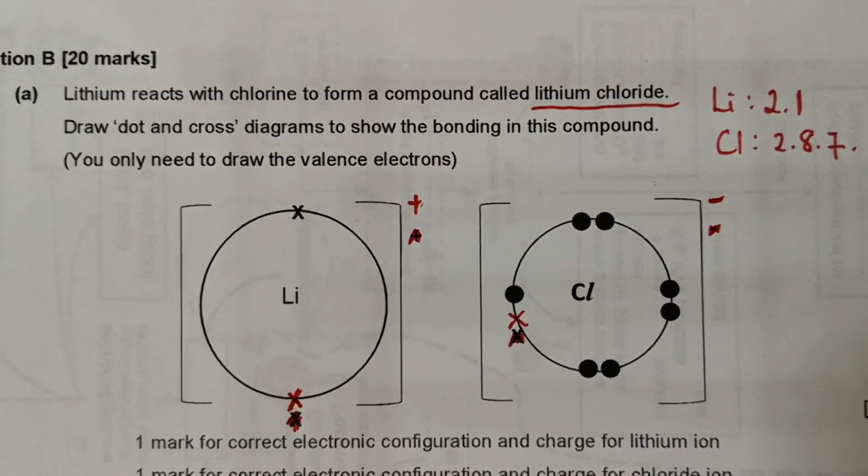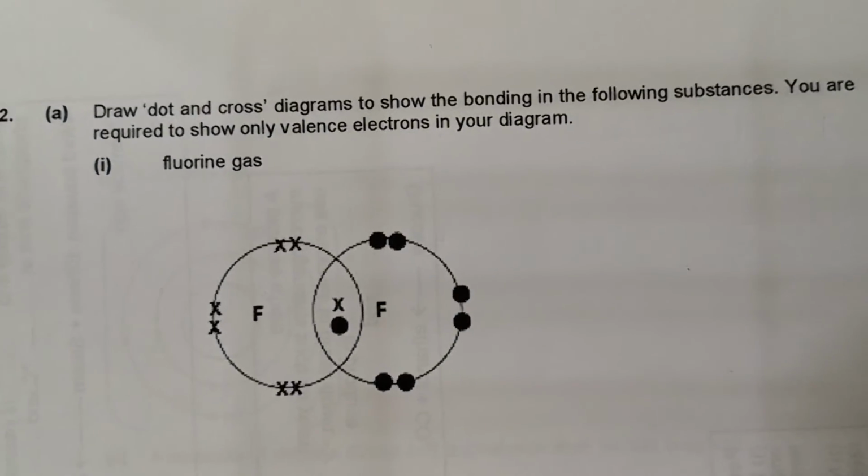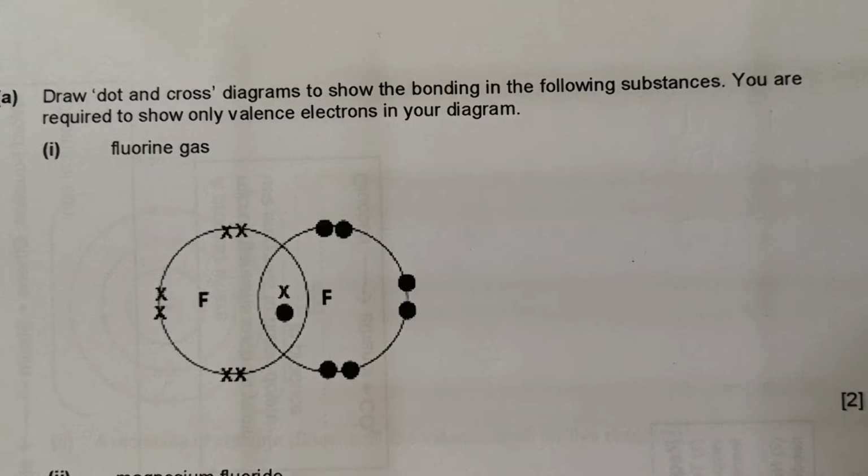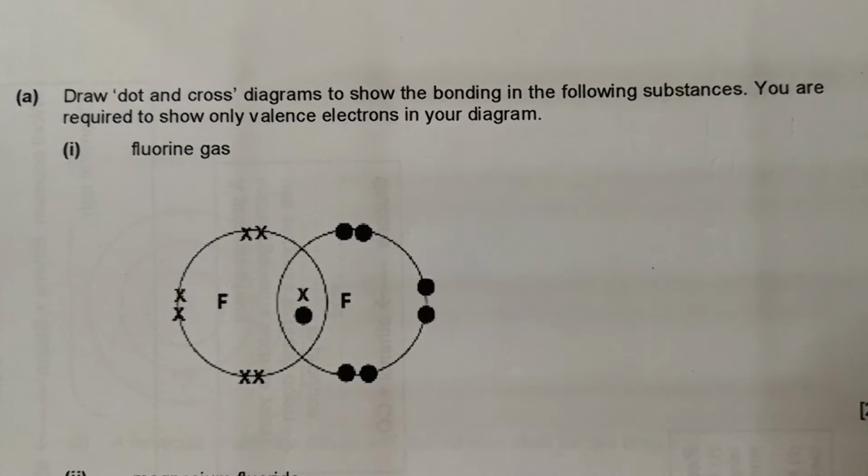Alright, so that would be question number 1. Okay, let's look at question number 2. Draw dot and cross diagram to show the bonding in the following substances. You are required to show only the valence electrons.